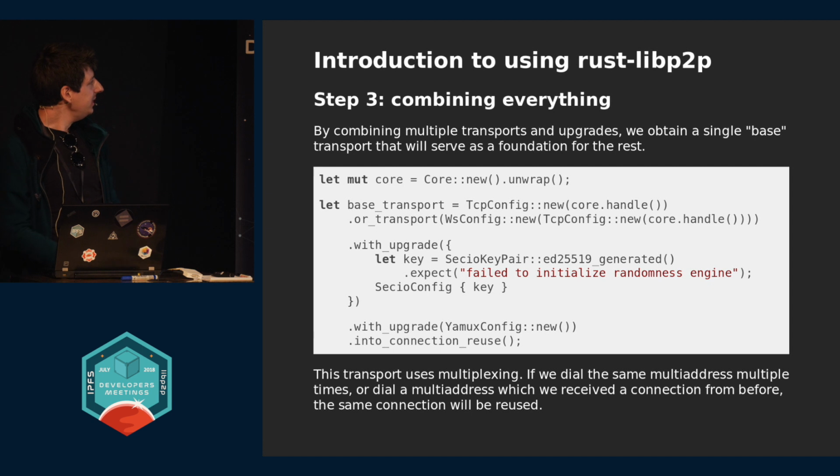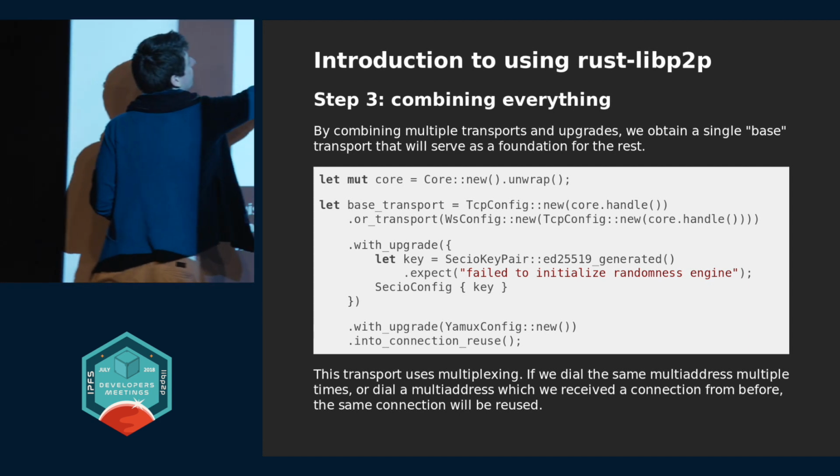Step 3. We can combine multiple transports and multiple upgrades. So I showed this on the example. We create a TCP config, a WebSocket config. We merge them into one. On top of it, we put Secio, and on top of it, we put Yamux. Yamux is something we just merged into the repository a few days ago, so I'm not sure it works, but you can use it. I mean, it works according to what we tried, but we haven't tried it in any real example. And so we combine everything into a base transport, which is here.